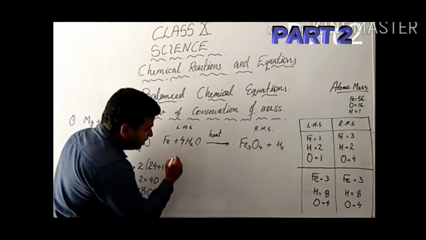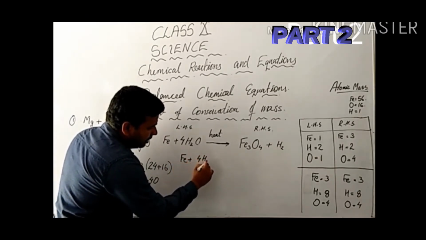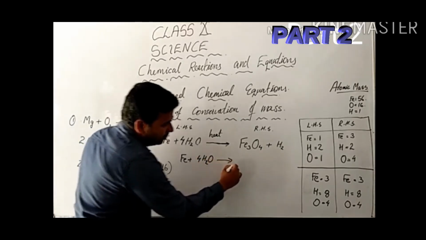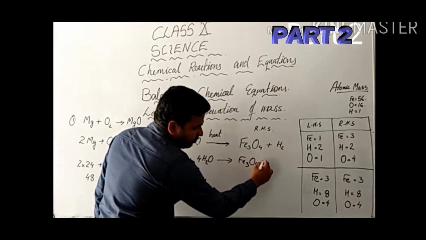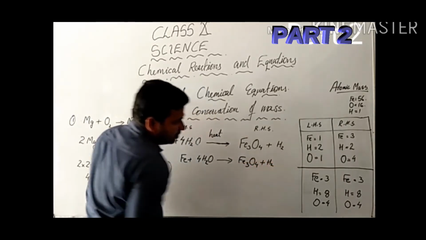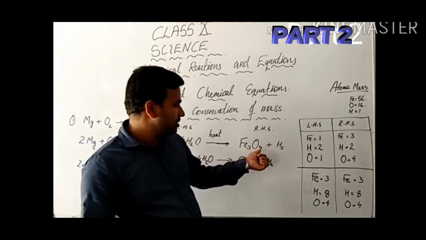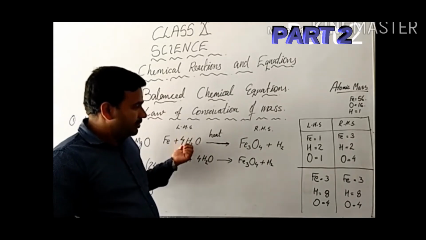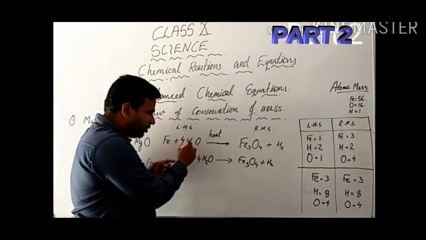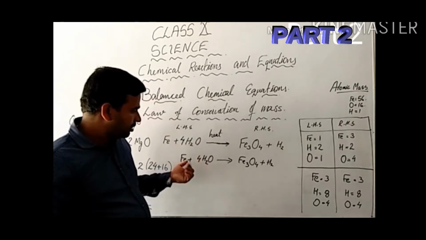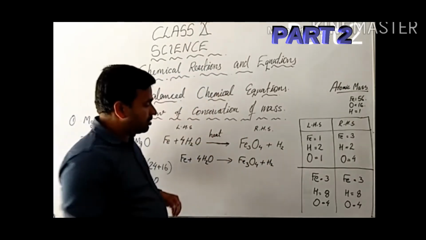So the equation now changes to Fe plus 4H2O reacts to give Fe3O4 plus H2. Now oxygen is balanced; the number of oxygen atoms is balanced. On the left hand side, it now becomes 4, because this 4 becomes common to both hydrogen and oxygen here also. We have just rewritten that equation.